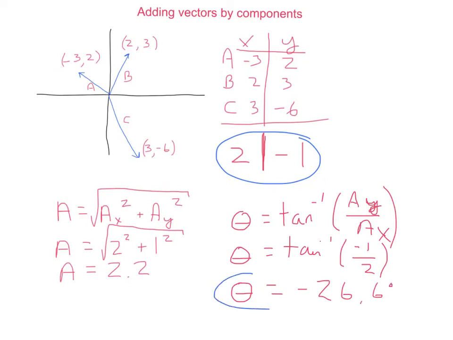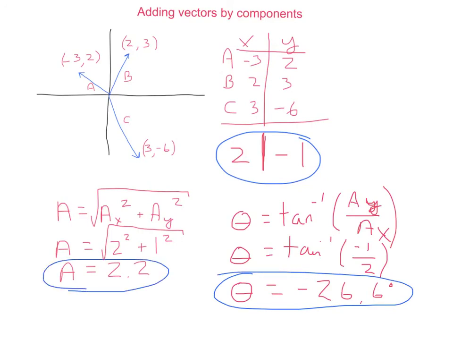And that sort of makes sense, actually, if you think about it. So we have the magnitude and we have the angle. Because the y component here is a negative value, that means that our angle is going to be below the x-axis. And that's how you take three vectors and add them by components.